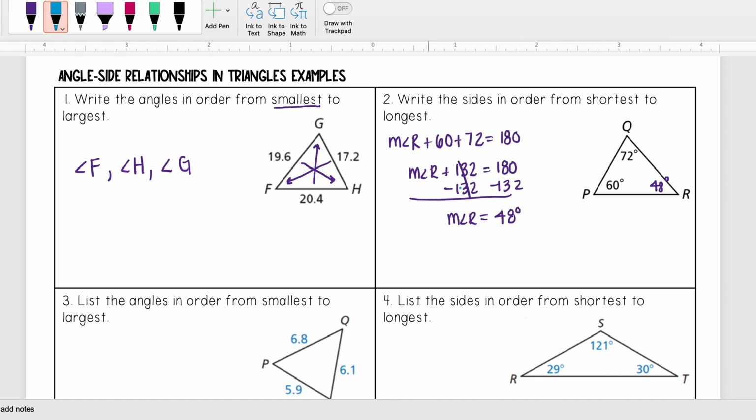And now that I have those, I can go ahead and write my sides in order from shortest to longest. So I see that my smallest angle is actually my angle R, because 48 is smaller than 60 and 72. So that means that my shortest side is going to be PQ. So that's my shortest. My next shortest side is going to be across from 60, because that is the next smallest number. And I see the side opposite of my angle 60 is QR. And then my largest angle is 72, and the side opposite of that is PR.